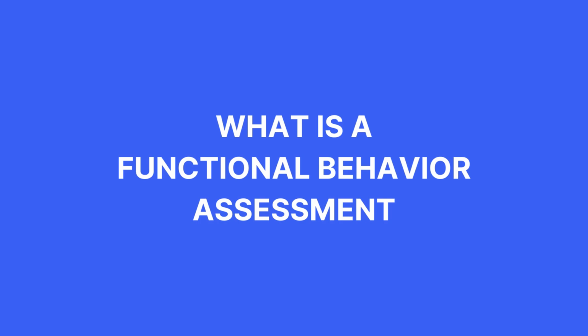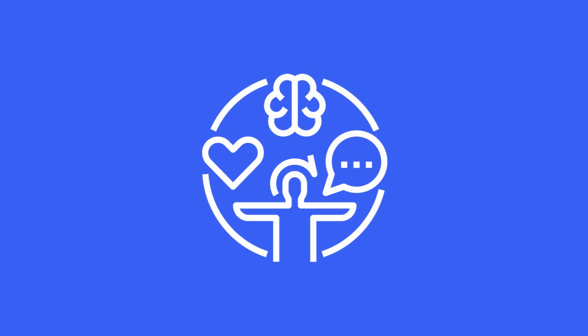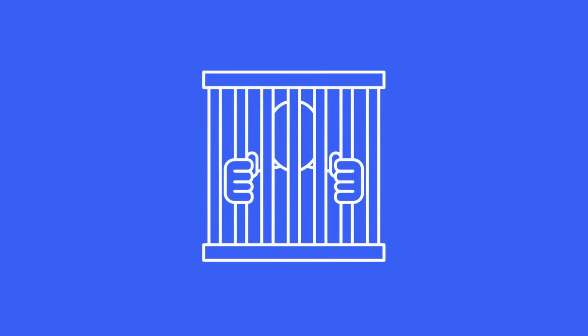So, what is a Functional Behaviour Assessment? The Functional Behaviour Assessment, or the FBA, is used to determine the underlying purpose or function of a behaviour, especially negative ones, in order to treat it effectively. This is as opposed to punishment or suppression.